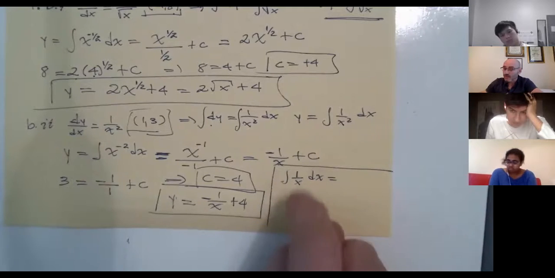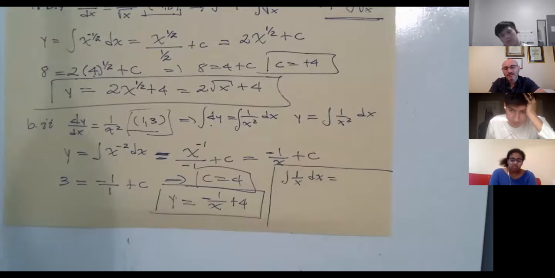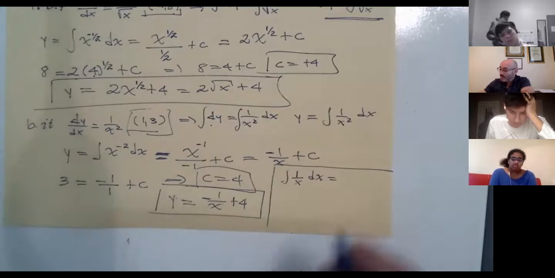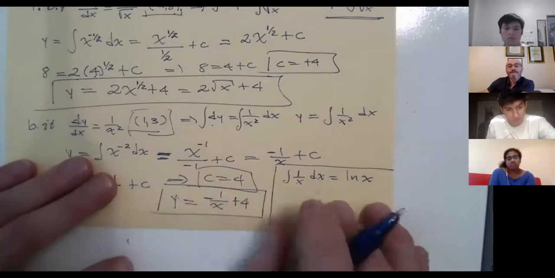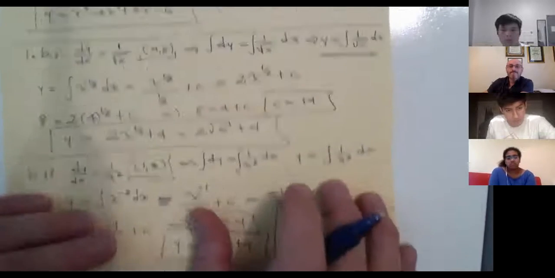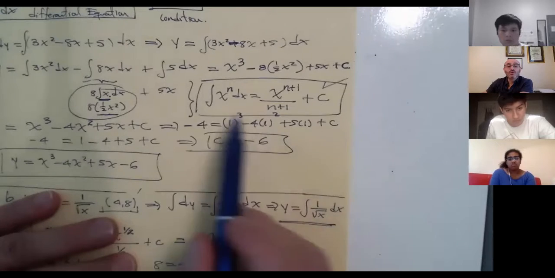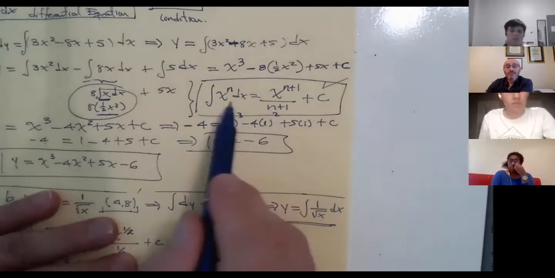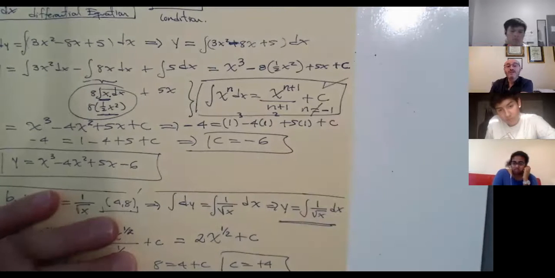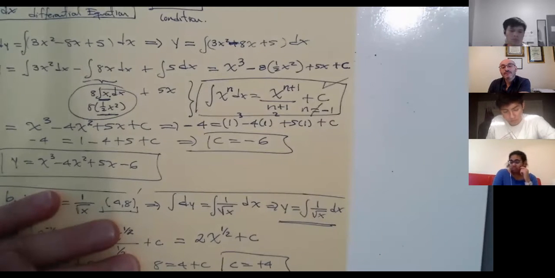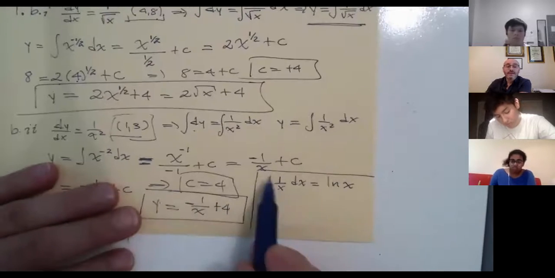What's the derivative of 1 over x? ln x. ln of x, right? The antiderivative of this is ln, which means that this is true with the exception when n is equal to -1. n has to be different than -1, okay? So the power rule does not apply when n is -1. So that's why it is this.